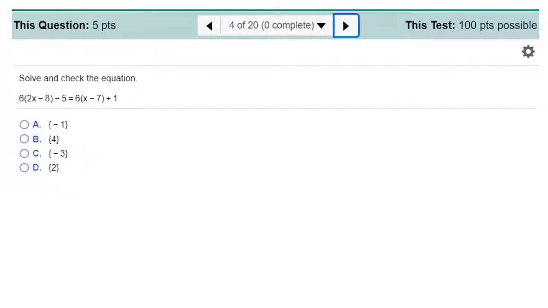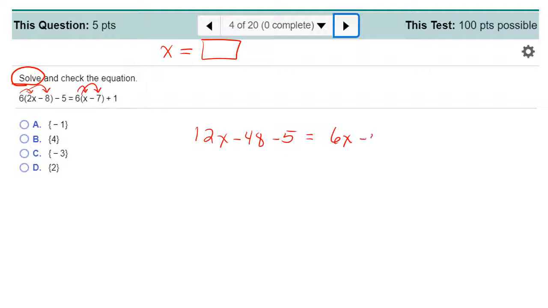Now in this question, you are told to solve. So that means when you get your answer set up, you will have x equals some number. You have to solve it all the way. We will start off with distributive property like before. So 6 times 2 would give me 12x. 6 times negative 8 is negative 48. Bring over the minus 5 and the equal sign. 6 times x would be 6x. 6 times negative 7 is negative 42, and bring over the plus 1.